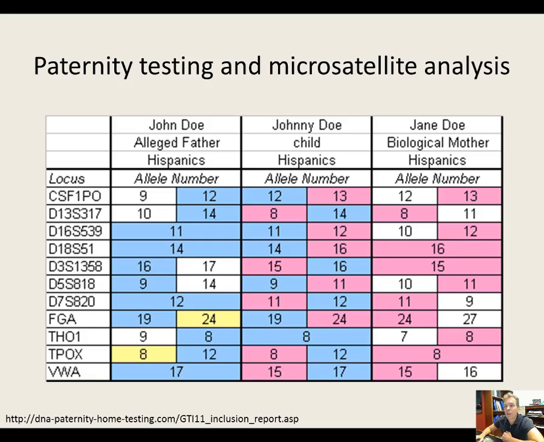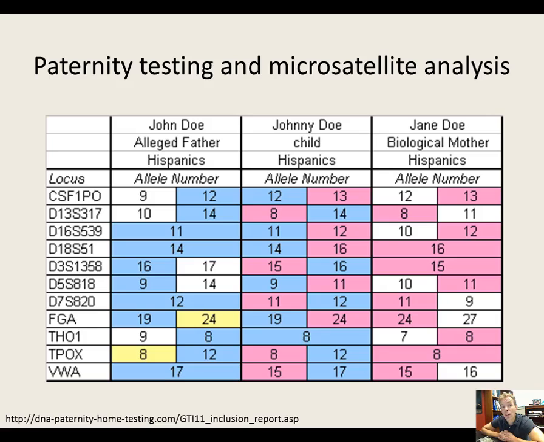Now, how does paternity testing work? Well, you analyze the microsatellites from the alleged dad, and the microsatellites from the mom, and then from the child. Notice that the child, Johnny Doe, inherited a microsatellite that has 12 repeating units from the dad, and inherited a second copy that has 13 repeating units from the mom. That's suggestive that Johnny Doe really does belong to the alleged father, John Doe.